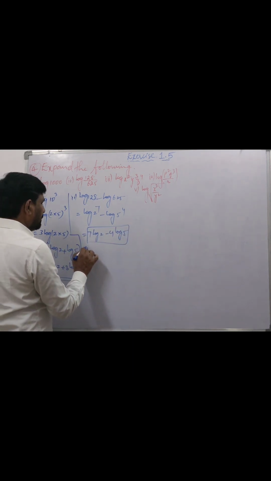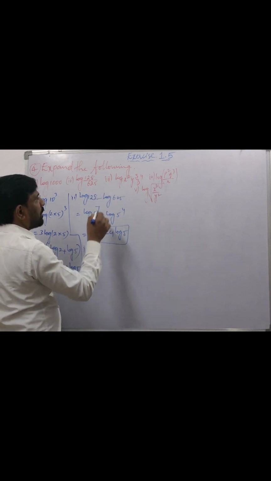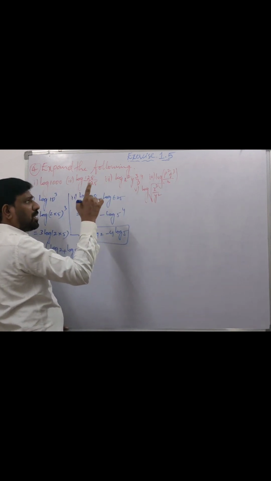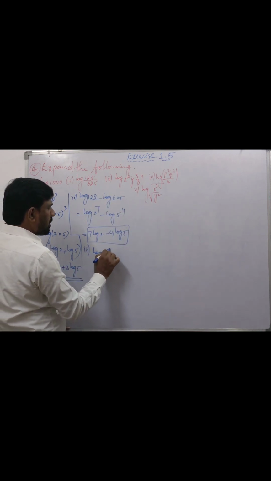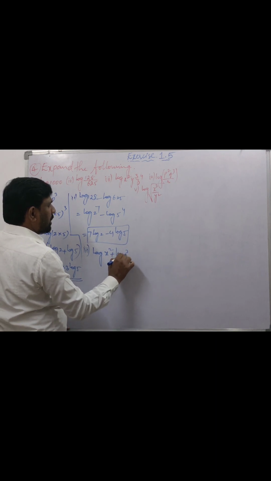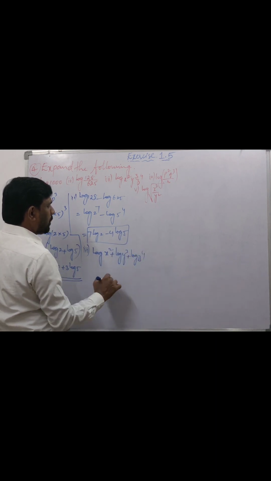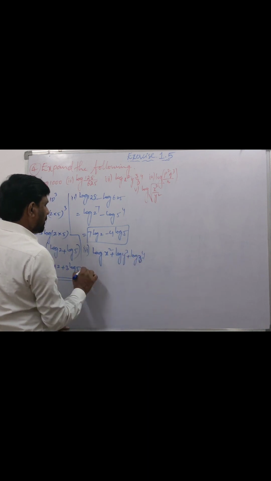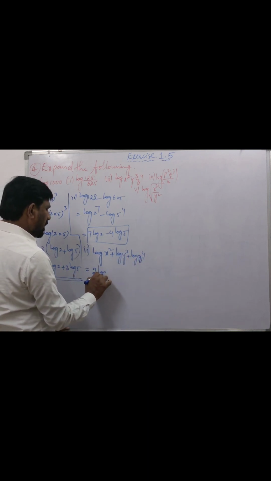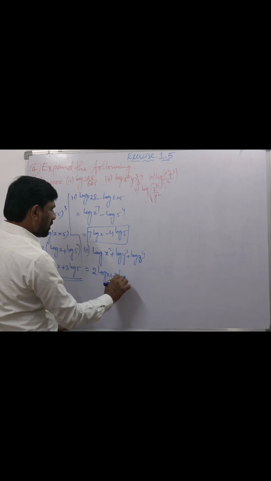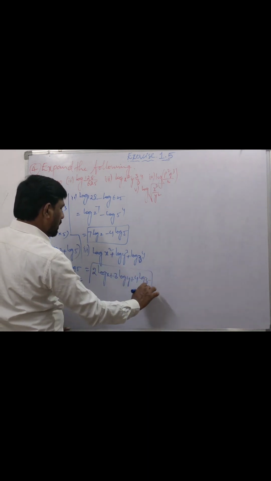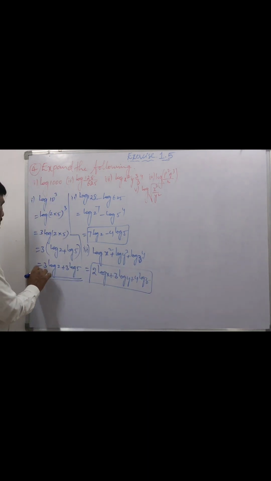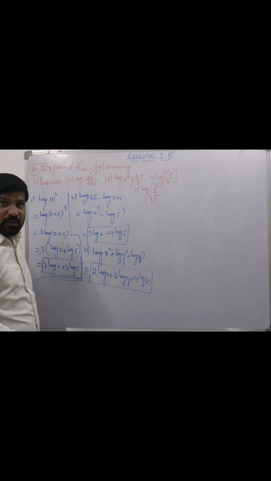Next, third one, logarithm of x square y cube z power 4, that is in the form of log abc. Log of a into b into c means log a plus log b plus log c. Log x square plus log y cube plus logarithm of z power 4, right? This is z. Now this can be written as 2 log x plus 3 log y plus 4 log z, which is your required expansion. Clear? This is the first one's expansion. I hope you all are with me.